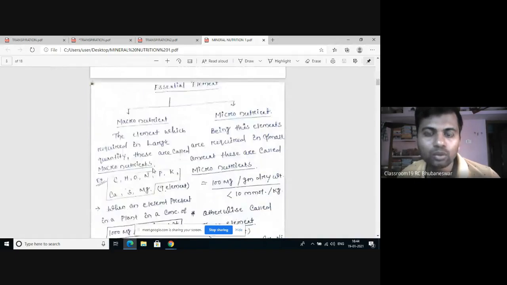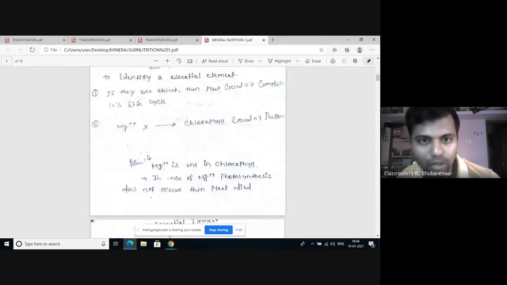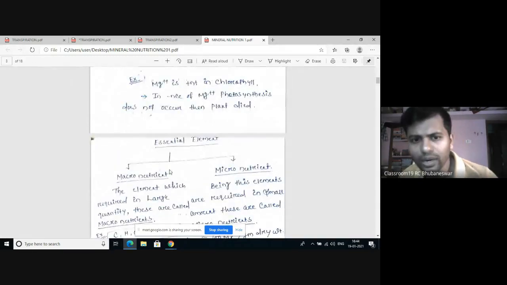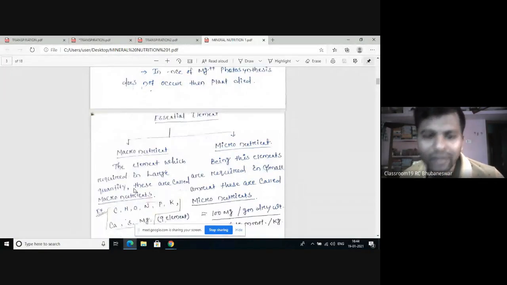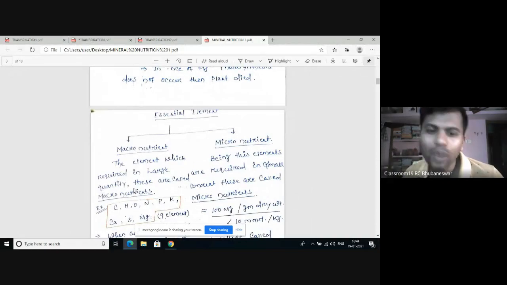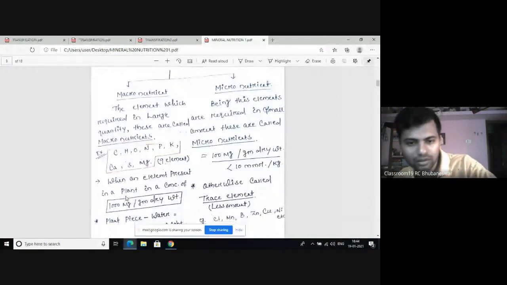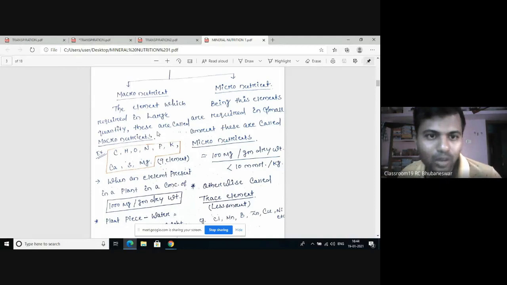Next, we have 17 essential elements. I haven't told you, sorry, 16 elements. 16 are essential elements and 24 are non-essential elements. Out of the 16 essential elements, we have divided them into two groups: macronutrient and micronutrient. Macro means the elements which are required by the plant in large quantity, the amount being 1000 microgram per gram of dry weight. This is the mu g, not mg. 1000 microgram per gram of dry weight is known as macronutrient.